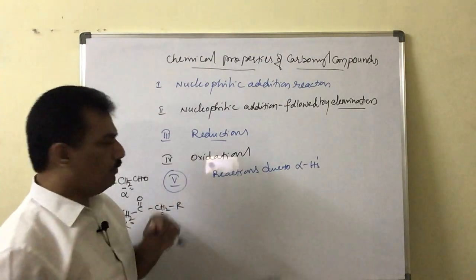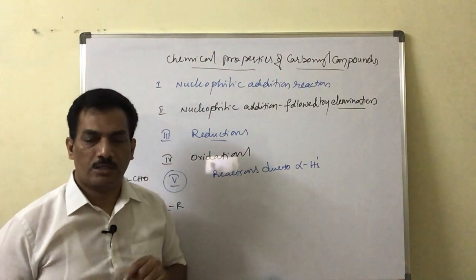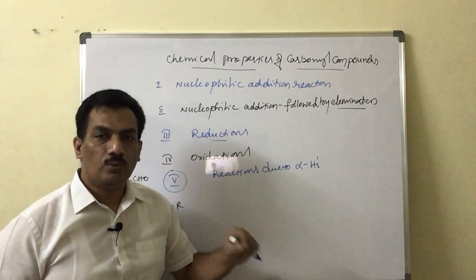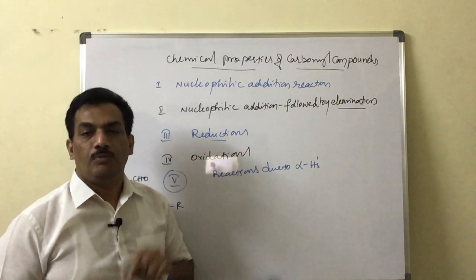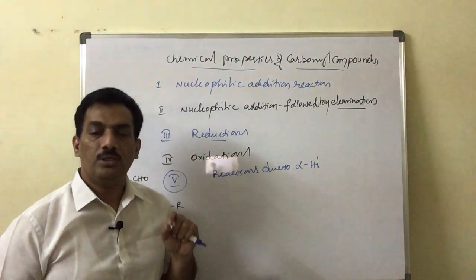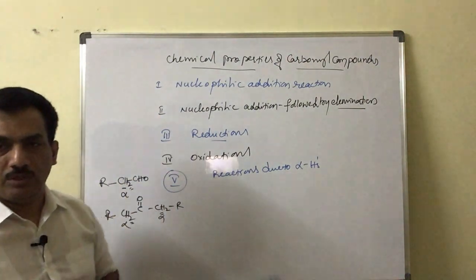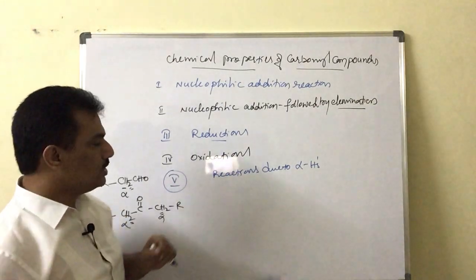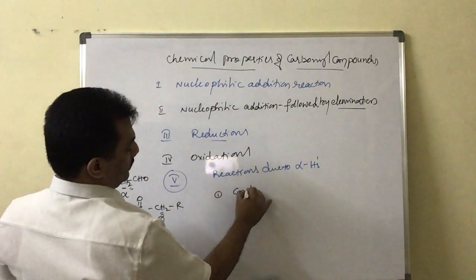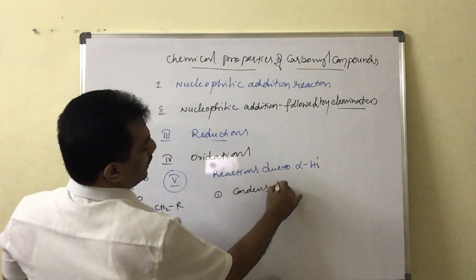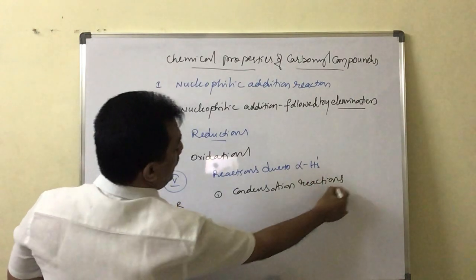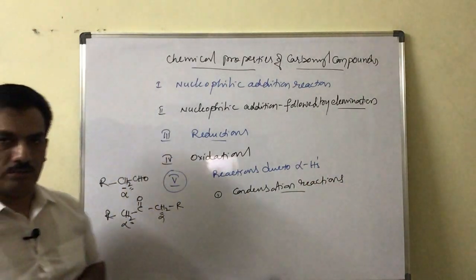So the fifth type of reactions that we expect from the carbonyl compounds are reactions due to those alpha hydrogens. The hydrogens present on the alpha carbon are involved in these particular reactions, and these are of two kinds. The first one is condensation reactions. Actually, it is named the aldol condensation reaction.